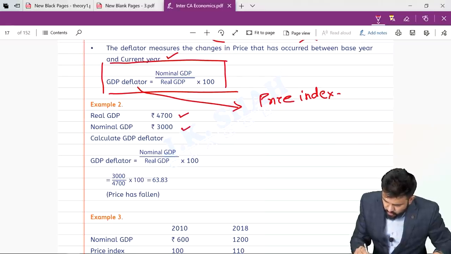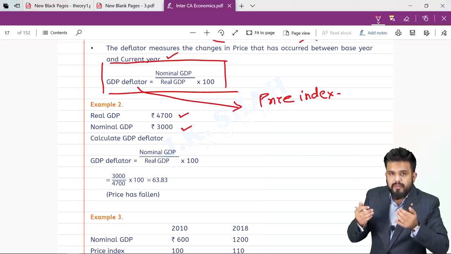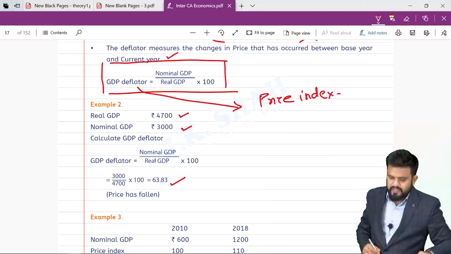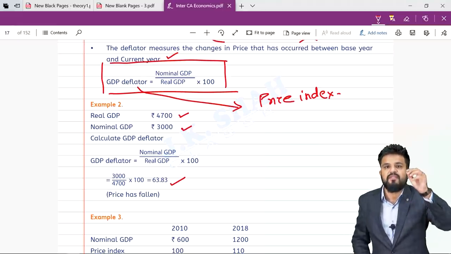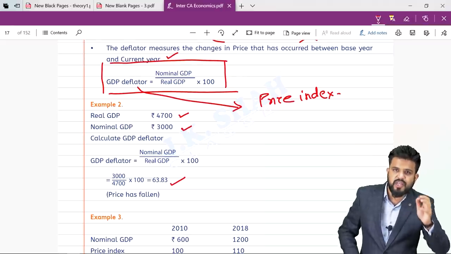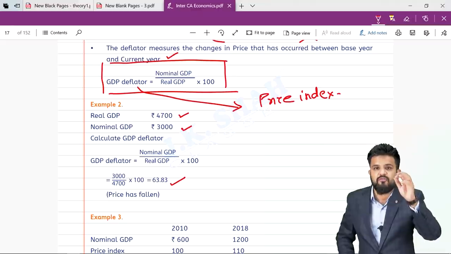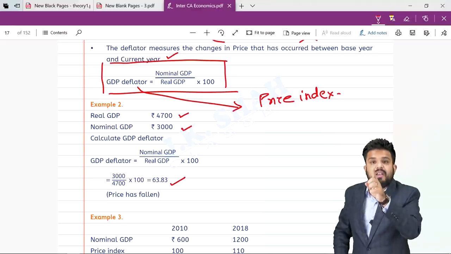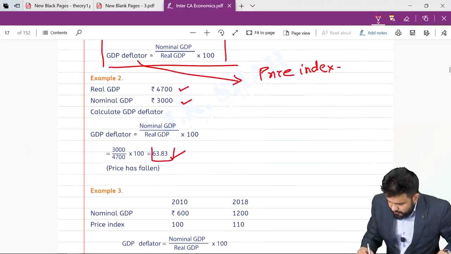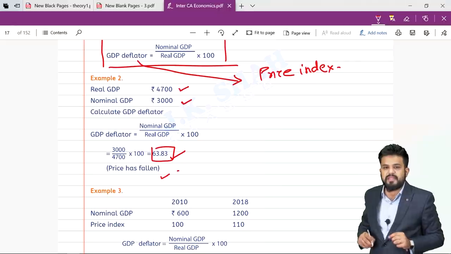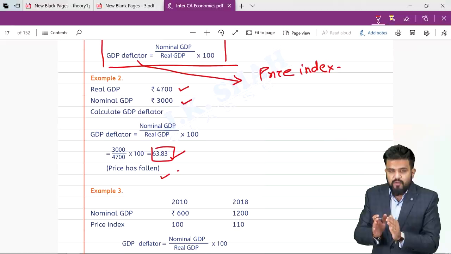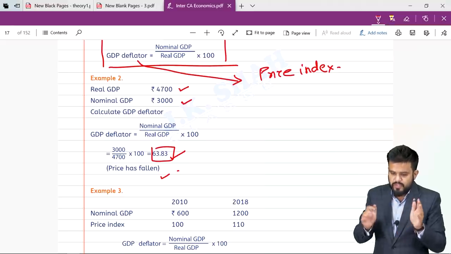Real GDP is given, nominal GDP is given. Nominal GDP upon real GDP into 100, just substitute the numbers, you get the answer. And just to tell you, if the answer is below 100, like 75, 72, 68, 61, then prices have fallen. If it is above 100, prices have risen. Here the answer was 63.83, so we have mentioned prices have fallen. This was a straightforward question: calculate GDP deflator.